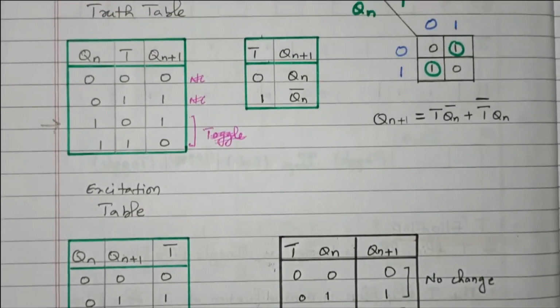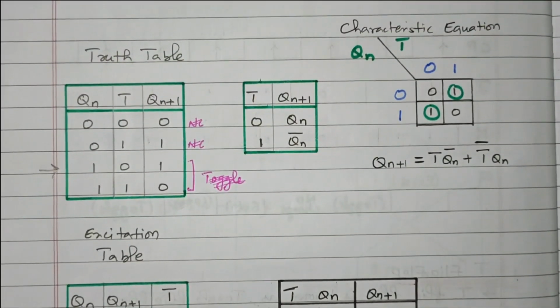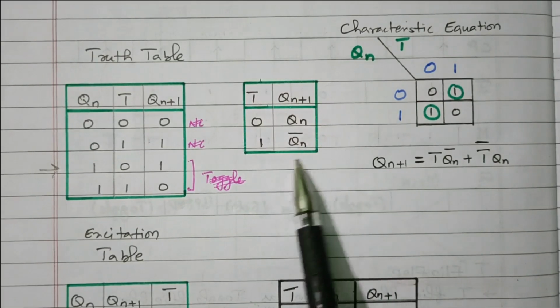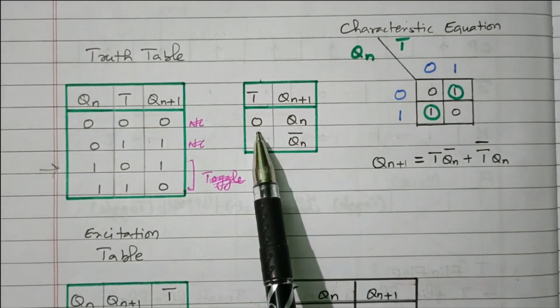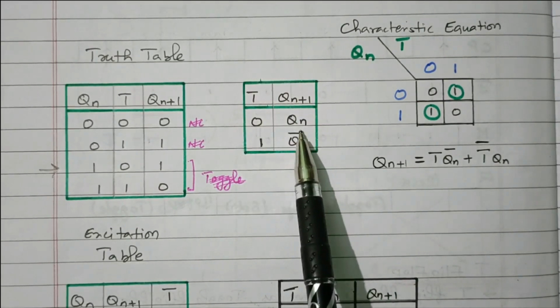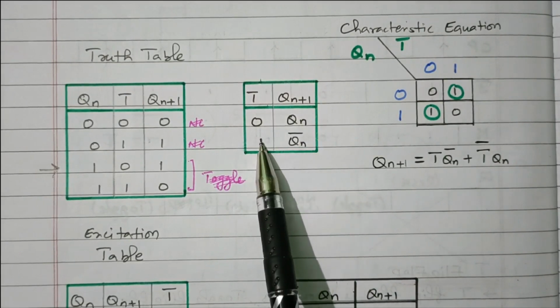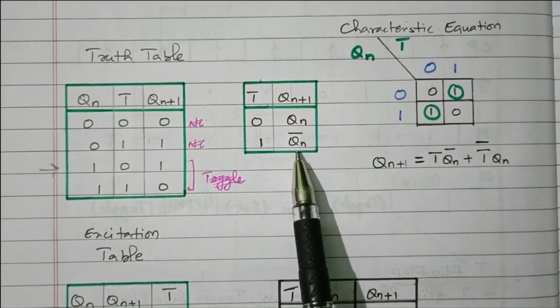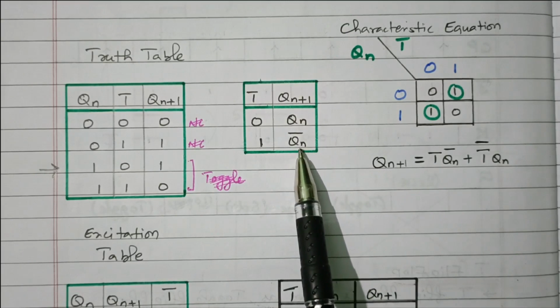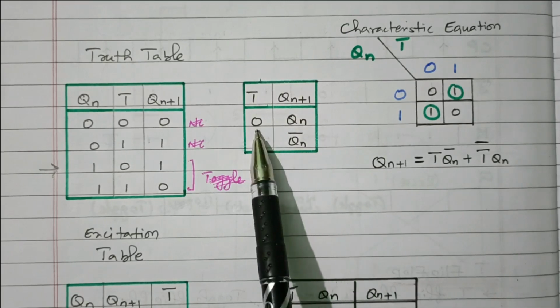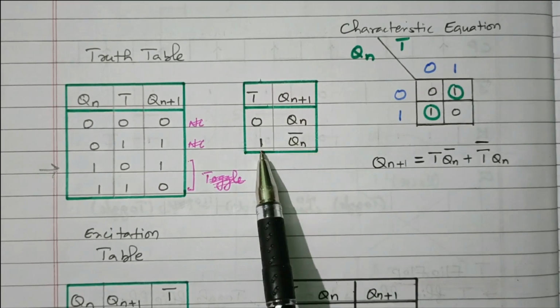Now from that we can go for the characteristic equation. So this is the modified table. T is 0 means Qn plus 1 is Qn, both are the same. T is 1 means Qn plus 1 is Qn bar, toggle. 0 becomes 1, 1 becomes 0. So T is 0 gives Qn, T is 1 gives Qn bar.